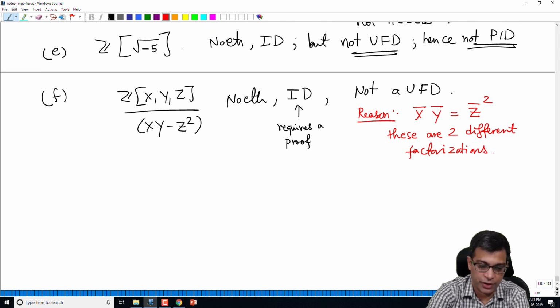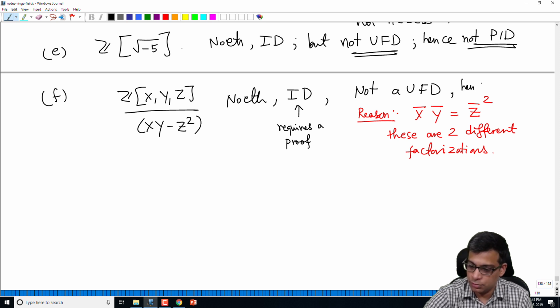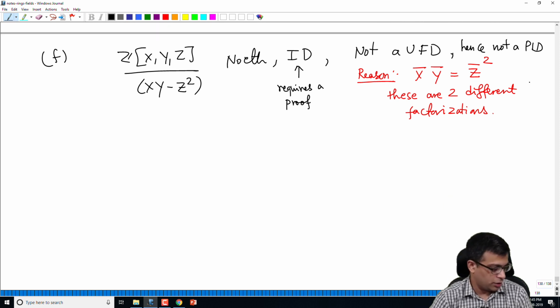So these are 2 different factorizations. So this is not a UFD and hence not a PID. One has to check this. What really one has to check is that x bar, y bar, z bar are 3 distinct irreducible elements. That's not that difficult to check, but I will leave that for you.